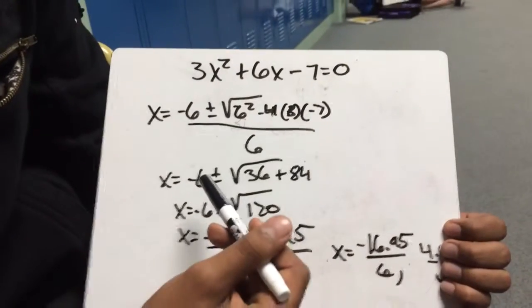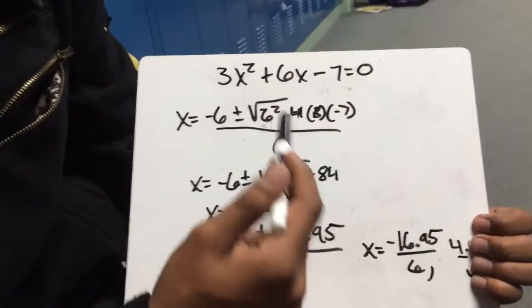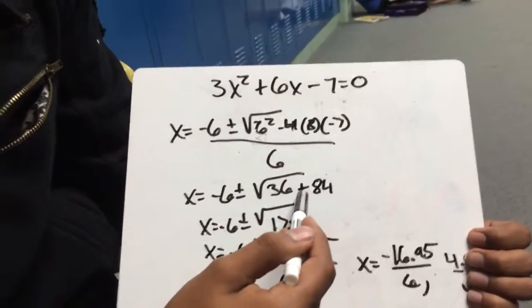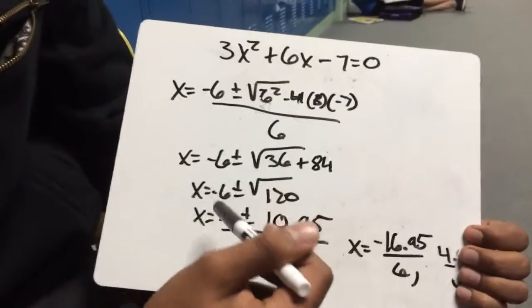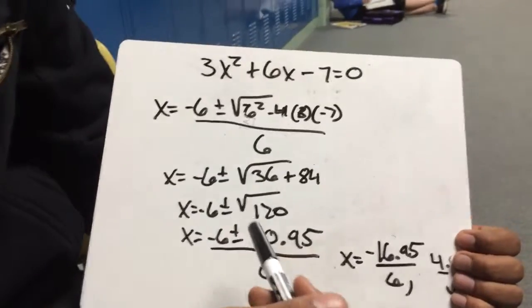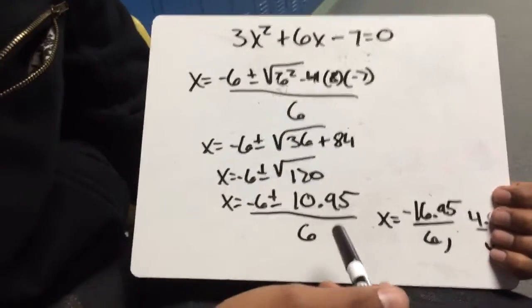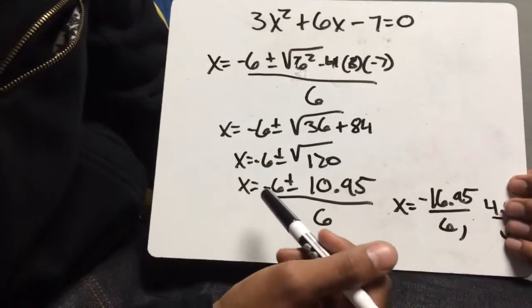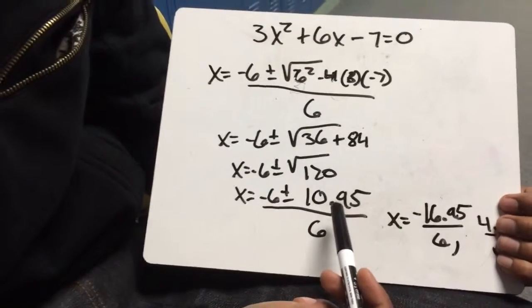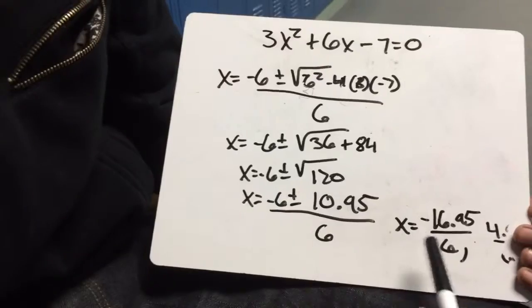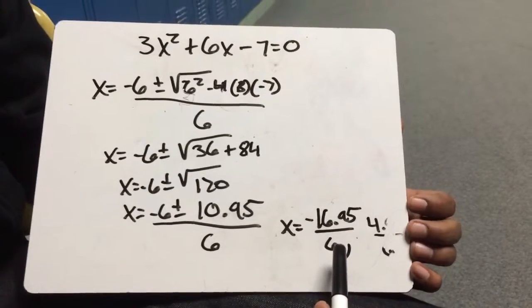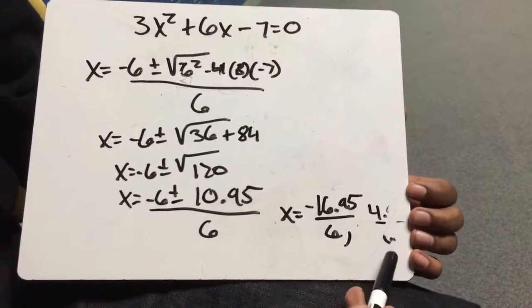Alright, so negative 6 plus or minus the square root of 36 plus 84. Okay, now that's 120, okay? Then you got negative 6 plus or minus the square root of 120, and the square root of 120 is 10.95, okay? So you do negative 6 plus or minus 10.95, all divided by 6. And that is negative 16.95 divided by 6, and 4.95 divided by 6.